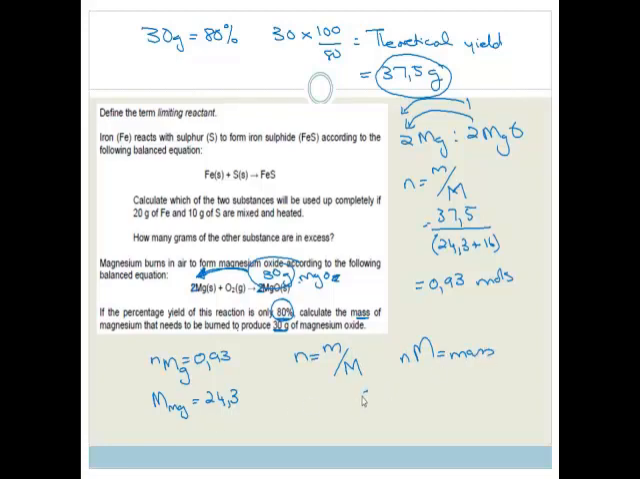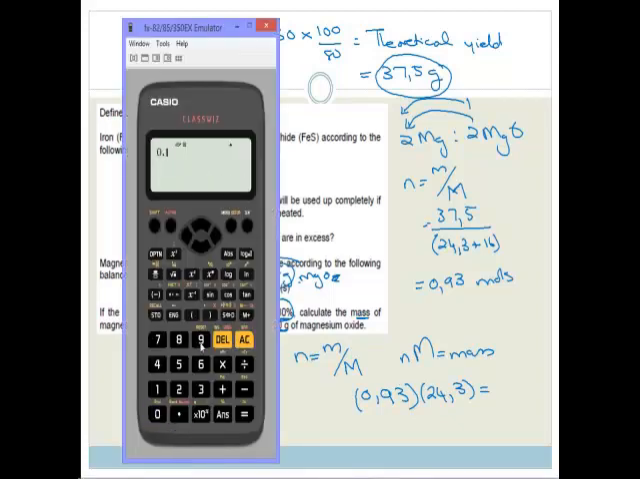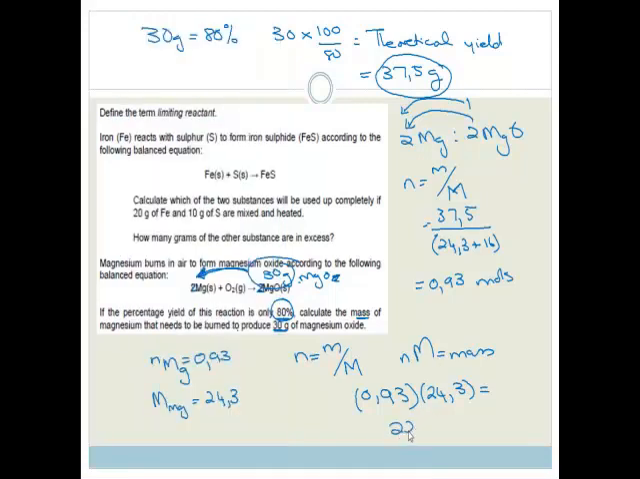So the number of moles is 0.93, times 24.3. So let's just pop that in our calculator. So we've got 0.93 times 24.3 equals 22.599. Remember, we always round this to 2 decimal places, but this 9 is going to push that up to a 0. So this becomes 22.6. So we need 22.6 grams of magnesium to produce 30 grams of magnesium oxide. Right, and that's how you do this question.